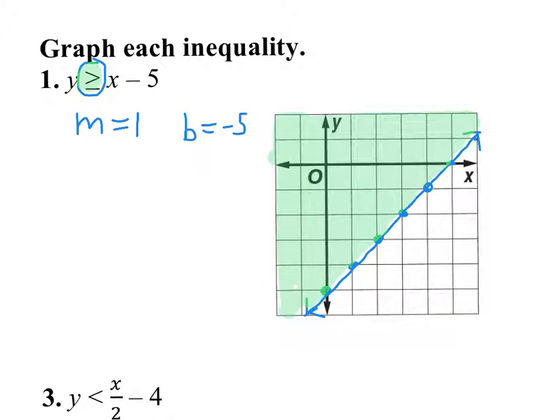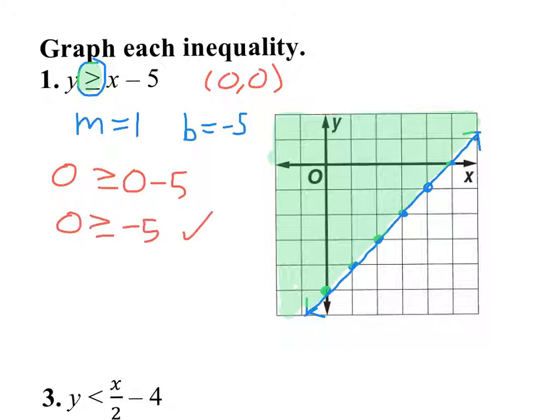If you have trouble figuring out which side is above and which side is below, you can always plug in a coordinate. So usually the easiest coordinate to plug in is 0, 0. So if you plug in 0 for y and 0 for x, you get a statement that is true. So because this is true, 0, 0 should be in the shaded region, which it is.